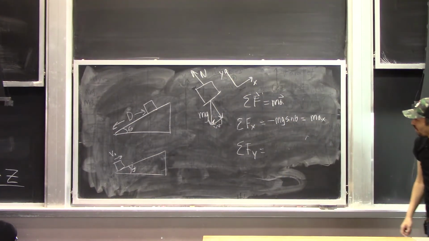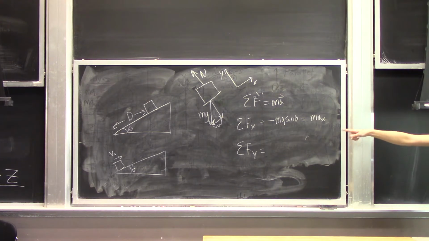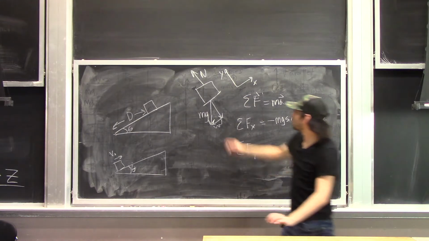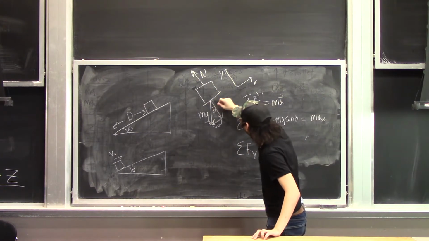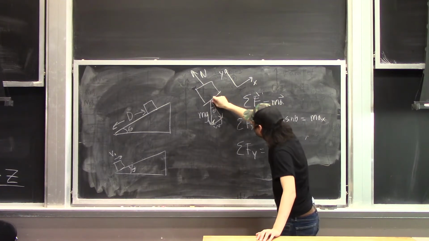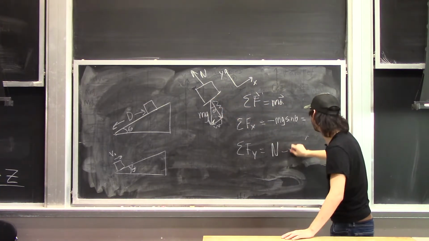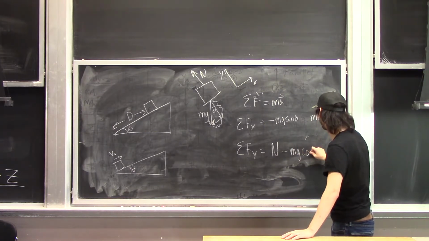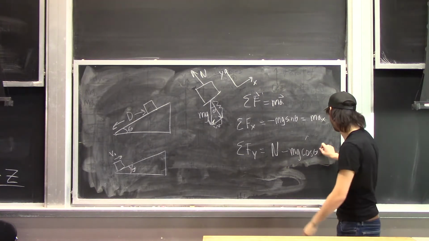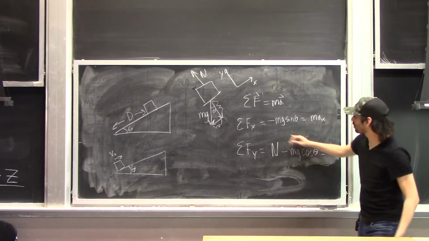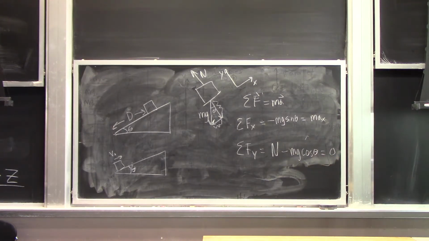Okay? Now, if we want to find our sum of forces in y, we can do exactly the same thing. We see that we have the normal force here, so we have N, and then we have a component of gravity along the y direction. This is going to be minus mg cosine of theta. Because this block is constrained to move only in the plane, it has an acceleration of 0. This would let us solve for the normal force, but like I said, in this particular problem we don't need it because there's no friction.